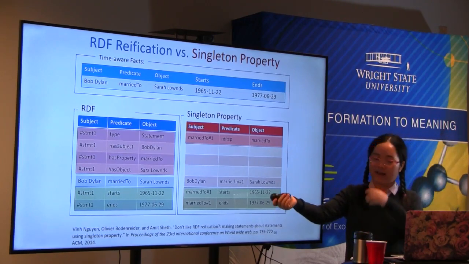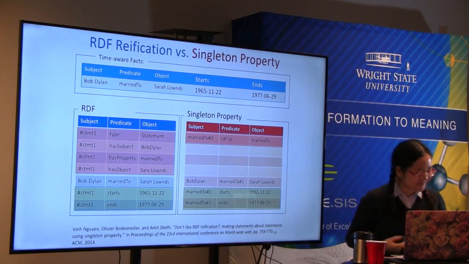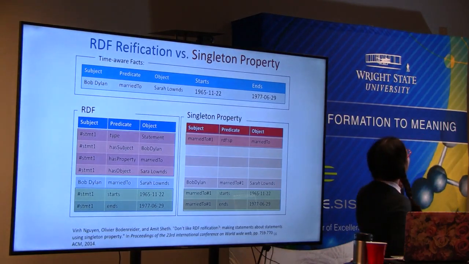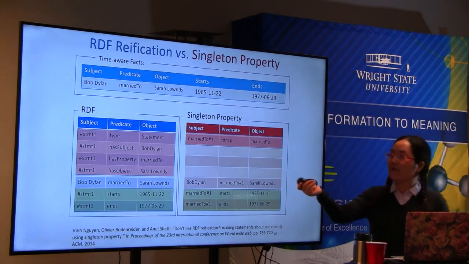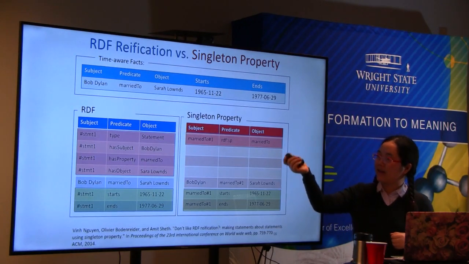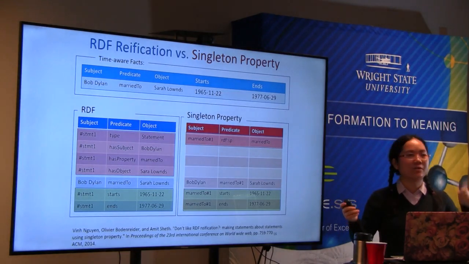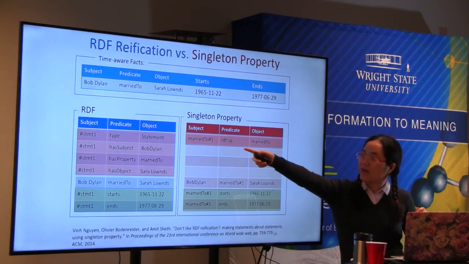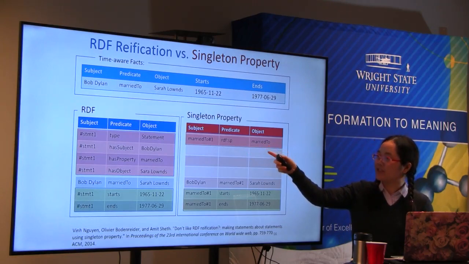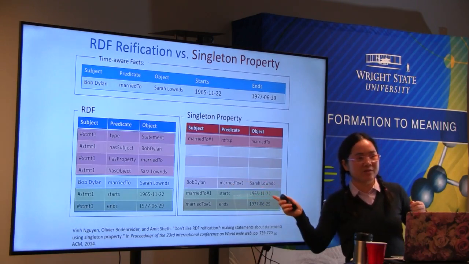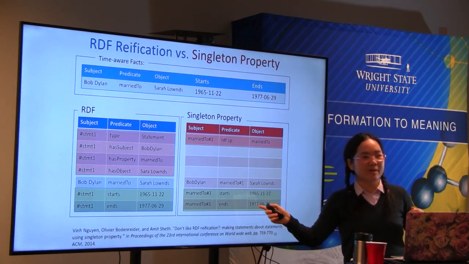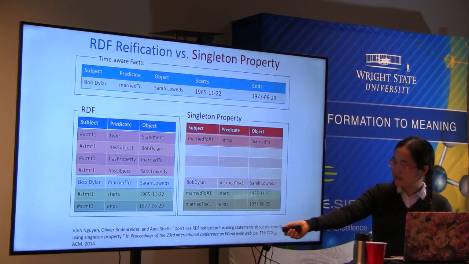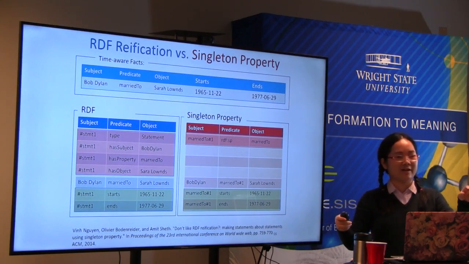This is how we represent it in our Singleton Property approach. We create one instance of the property to represent the uniqueness of that relationship between the subject and the object. We create a singleton married-to property between the subject and object, and we assert additional information using that singleton property. That is our approach, and we published this work in 2014 with Dr. Sheth and Dr. Bodenreider.